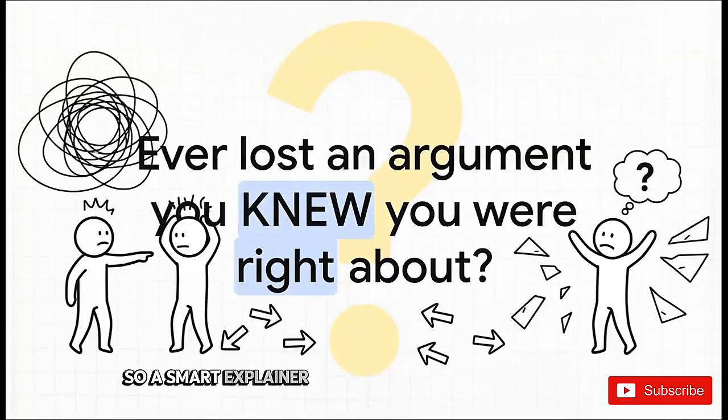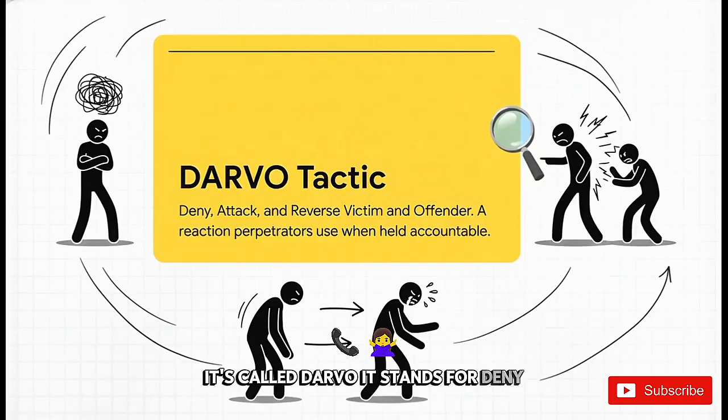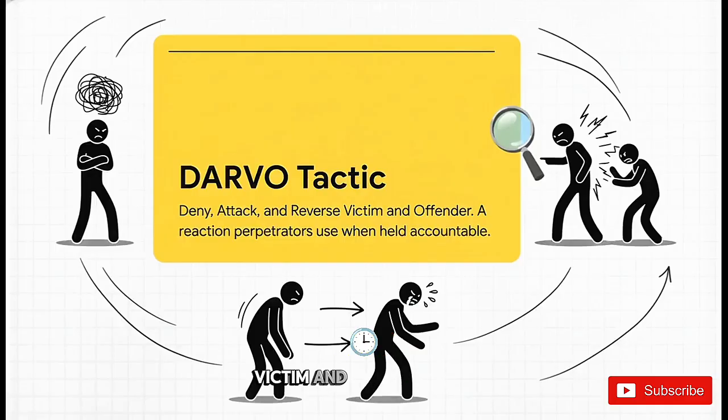So, a smart explainer always starts by hitting a nerve, tapping into a feeling we've all had. This question right here, it's not just a question. It's that sinking feeling of confusion and frustration. It pulls you right into the story, makes you go, wait, yeah, that's happened to me. What is that? And just like that, you need an answer. And boom, here's the answer to that feeling. It's called DARVO. It stands for deny, attack, and reverse victim and offender.